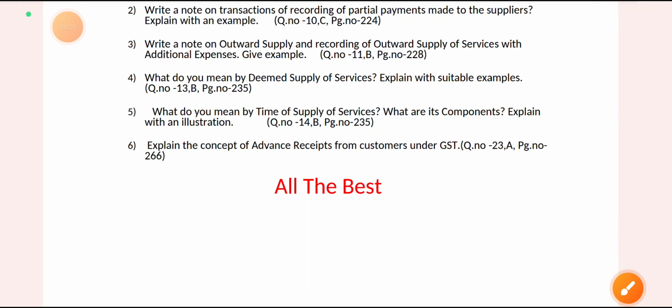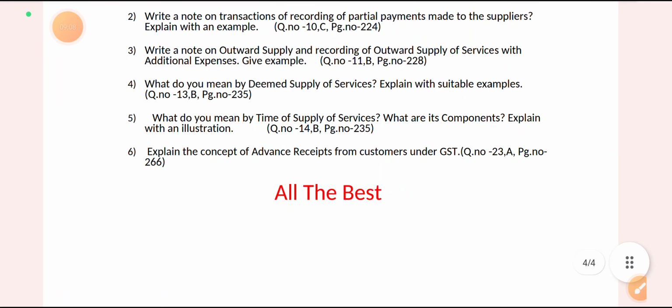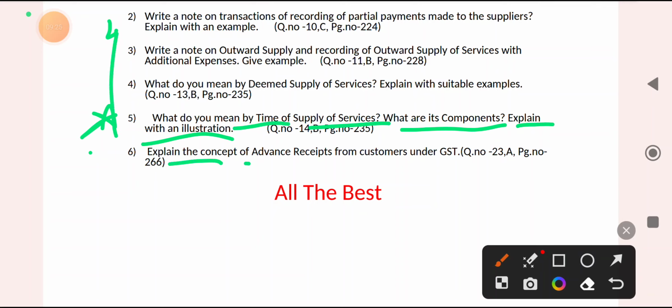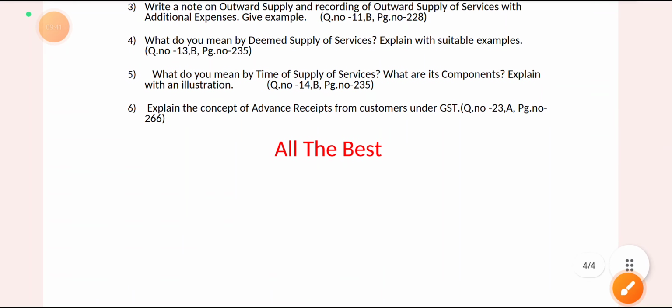What do you mean by time of supply of service? What do you mean by time of supply of services? What are its components? Explain with an illustration. This is an important question, and all these 5 to 6 questions whatever are there, very important. Explain the concept of advance receipt from the customers under GST. These relating to services. A similar question will be asked in the 3rd unit also. So these are the questions you need to learn for GST.